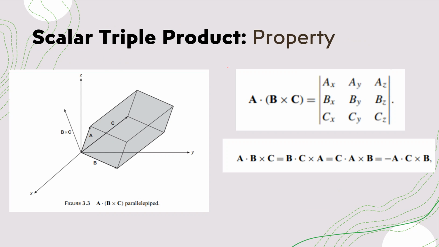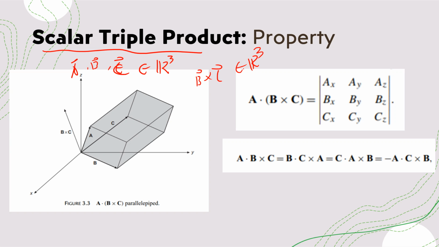Okay, so the first easy thing is the scalar triple product. Somebody gives you three vectors, A, B, C. They are all three-dimensional vectors, and you can define B cross C as another three-dimensional vector, and A dot B cross C will be a scalar. So given three vectors, it returns a scalar.